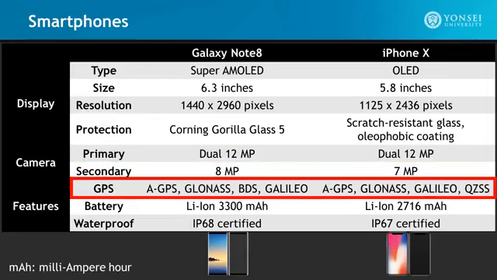Additional features include GPS. GPS is your positioning system that tells you your longitude and latitude where you are. And this is critical because a lot of the applications that are conducted on a smartphone are location-based services, LBS. For the Galaxy Note 8, it uses AGPS, GLONASS, BDS, Galileo, and for iPhone X, it uses AGPS, GLONASS, Galileo, and QZSS.